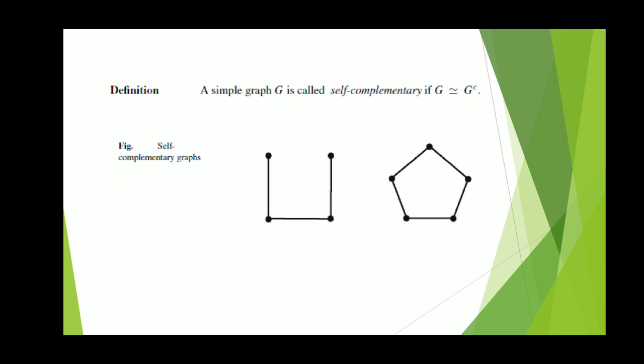Next one is a self-complementary graph. A simple graph G is said to be self-complementary if G is isomorphic to G complement. These are the examples. Here the first graph contains 4 vertices. If you form a G complement, then G and G complement are isomorphic. Like that, in the second example there are 5 vertices. If you form a G complement, then G and G complement are isomorphic. So these are all the examples for a self-complementary graph.